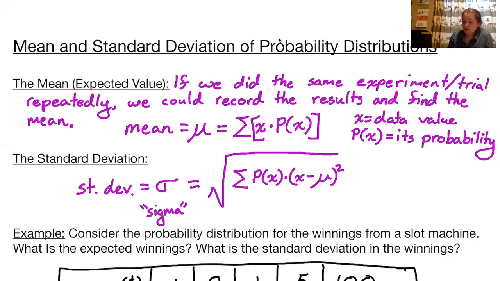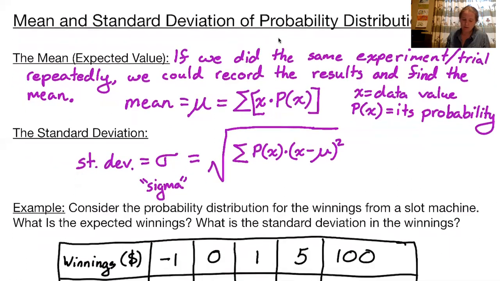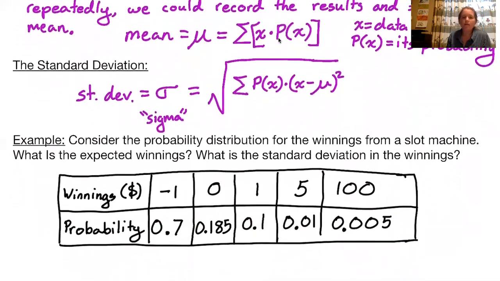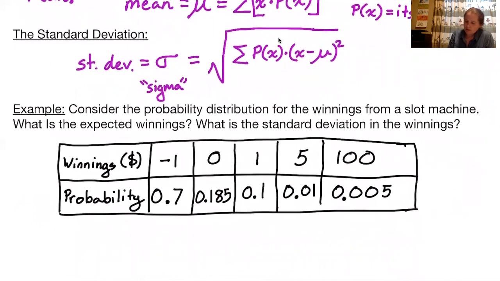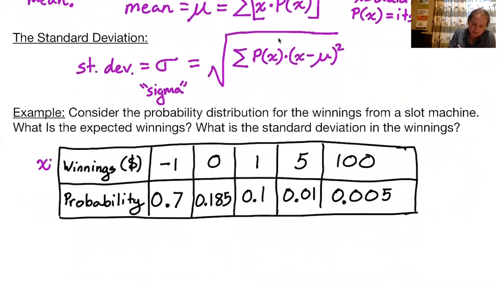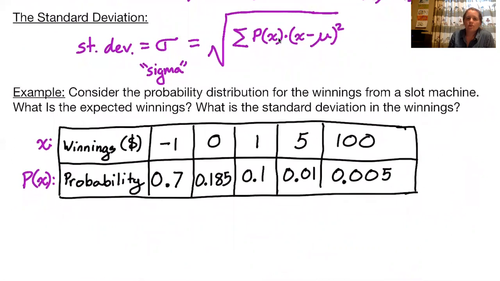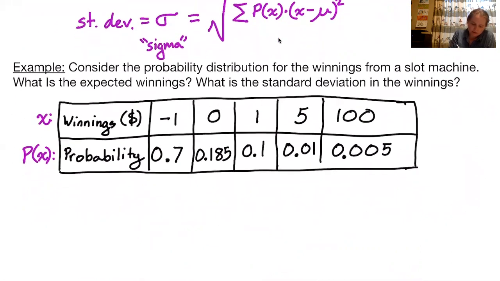So I'm just going to do an example using the same situation we were working with previously. We're looking at the winnings from a slot machine, and we want to know what the expected winnings are and what the standard deviation in the winnings is. The winnings is acting like my X, and the probability is my P of X. For the mean, we are going to add up each data value times its probability.